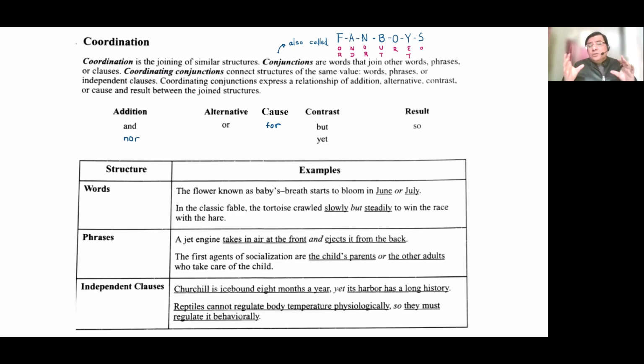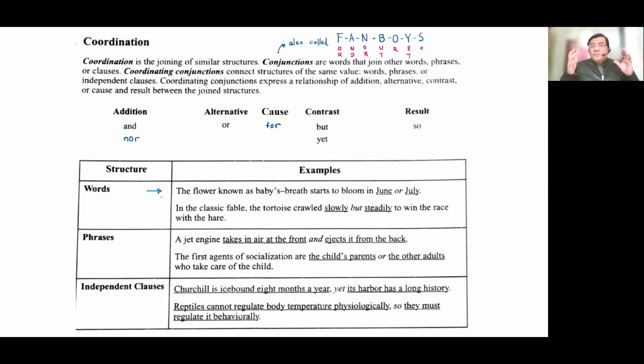An example of using these coordination conjunctions to connect words could be seen in this example over here. The flower known as baby's breath starts to bloom in June or July. June or July. 2 months, 2 nouns, right? In which we're expressing alternative. The second example says, in the classic fable, the tortoise crawls slowly but steadily to win the race with a hare. Okay? Slowly but steadily. 2 adverbs of manner that contrast somehow.